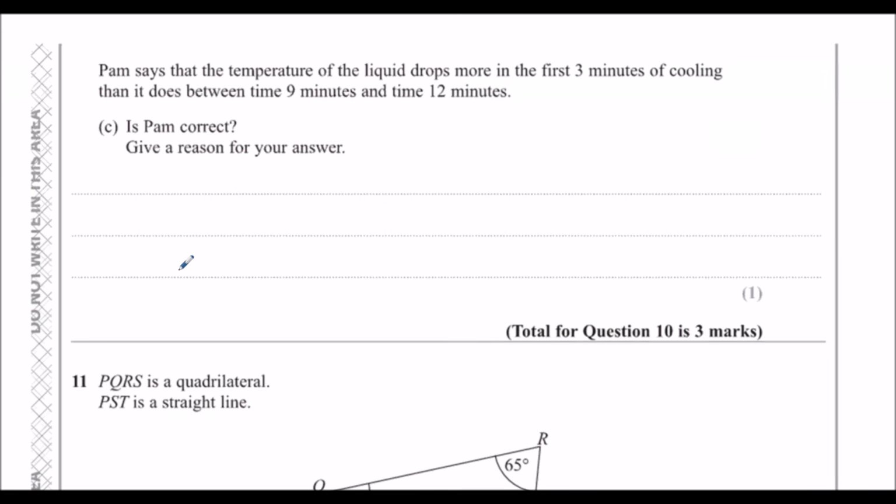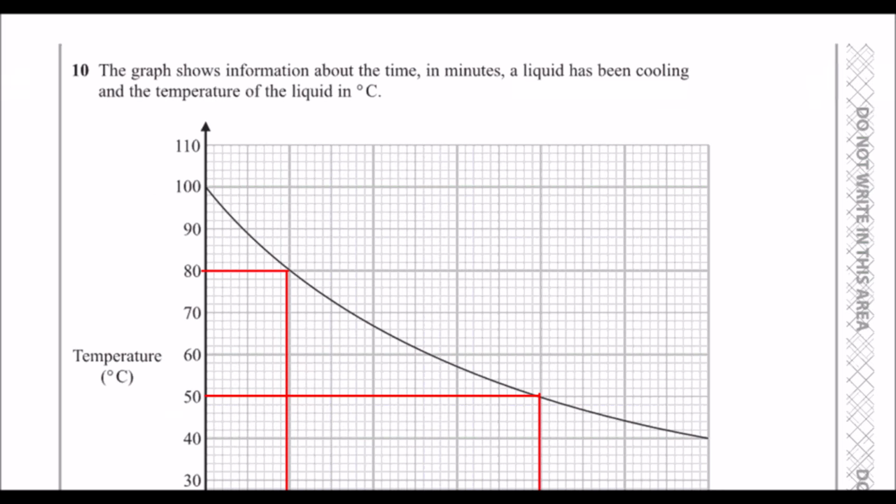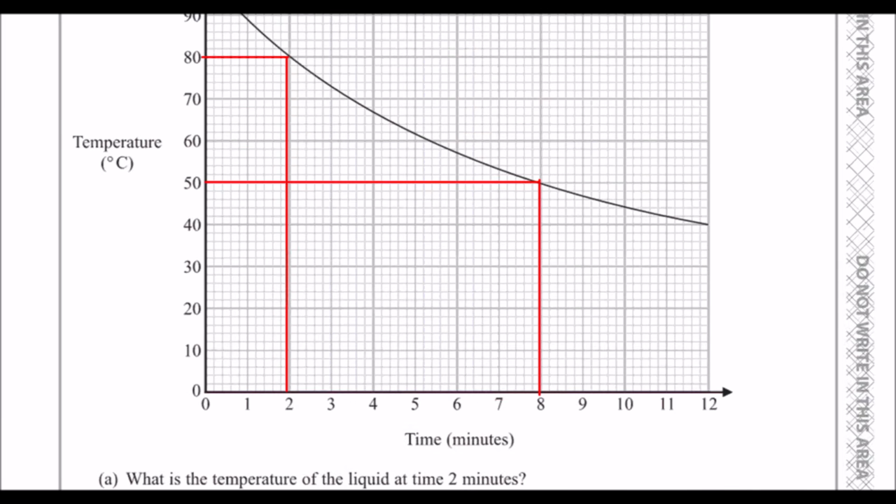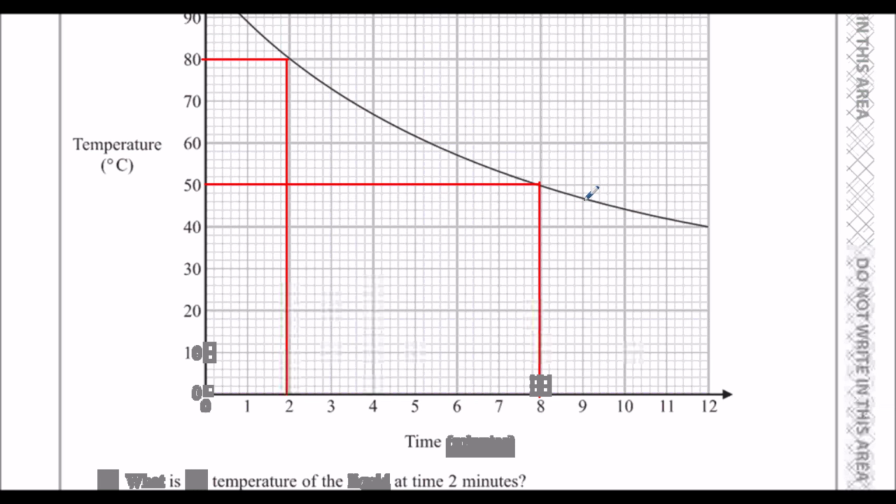Pam says that the temperature of the liquid drops more in the first 3 minutes than it does between 9 and 12 minutes. Is Pam correct? So does it drop more in the first 3 minutes than between 9 and 12? Well, yes, it does.